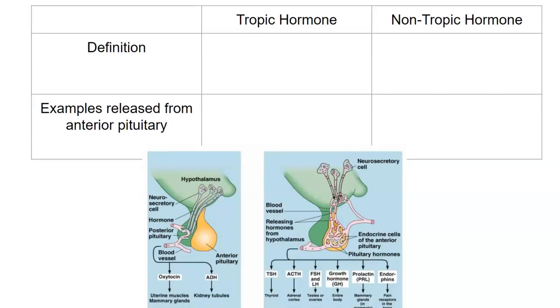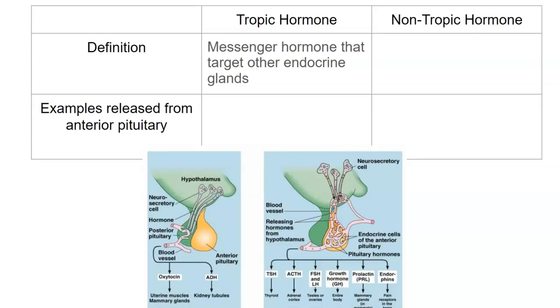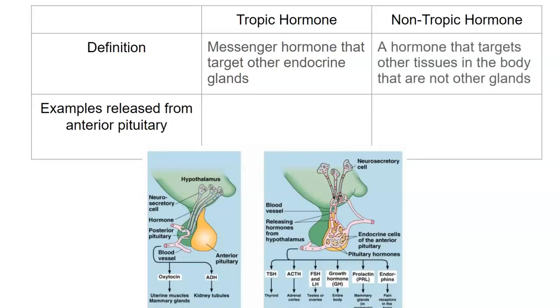We also have two other classifications for hormones, whether they're tropic or non-tropic. A tropic hormone is like a messenger hormone that's going to another endocrine gland that's telling it what to do. That endocrine gland needs that hormone to stimulate it so that it can release its main hormone, which is what a non-tropic hormone is. So tropic hormones are like the messenger ones.